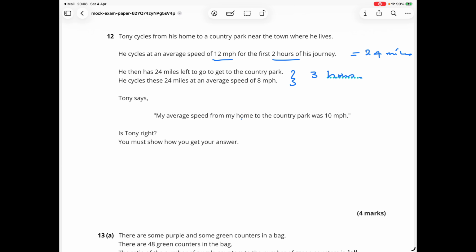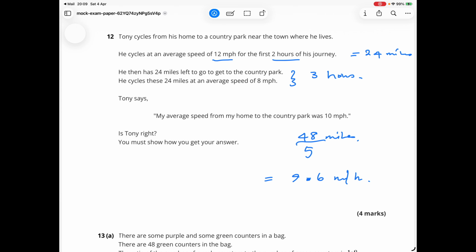Tony says, my average speed from my home to the country park was 10 miles per hour. So what he actually did was 48 miles in 5 hours. It would help if I did that. There we go, 5 hours. And so that means he did 9.6 miles per hour. And that was close to 10 miles per hour, but it wasn't 10 miles per hour.